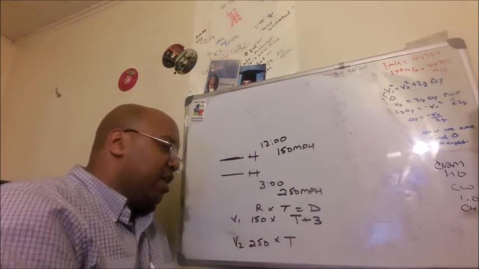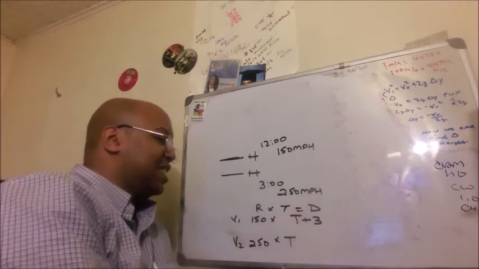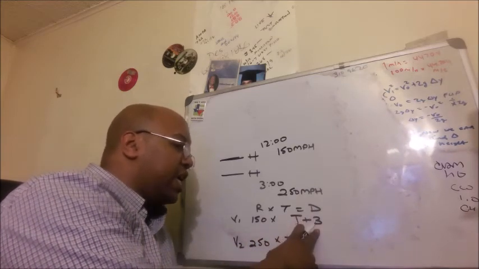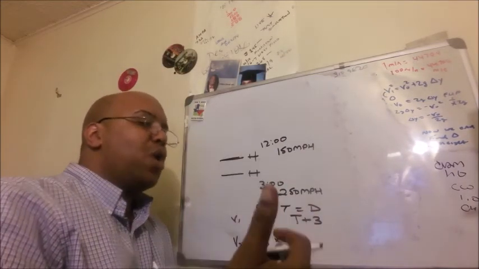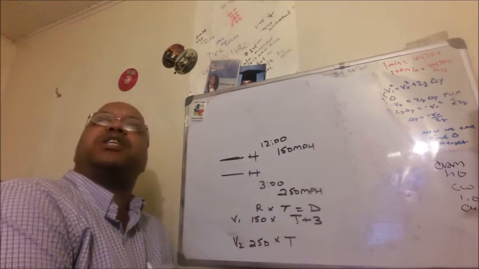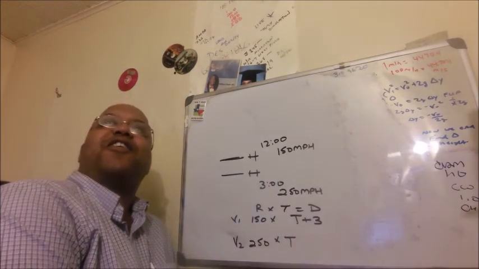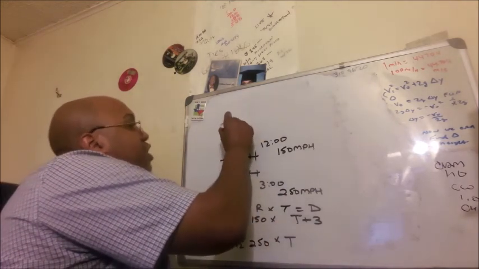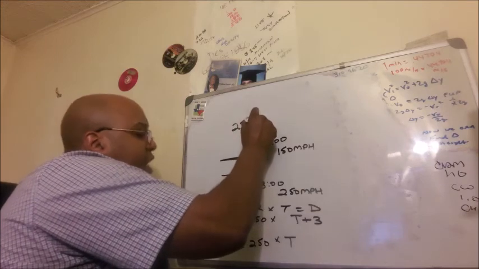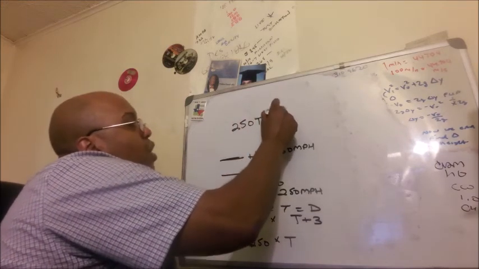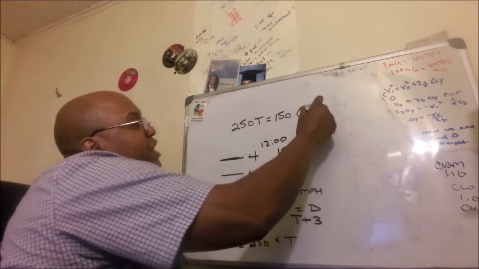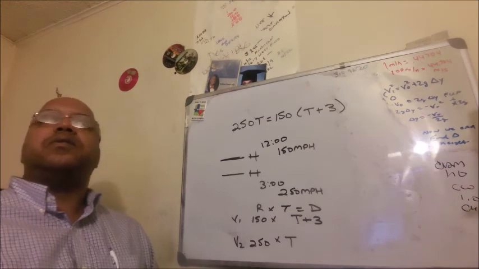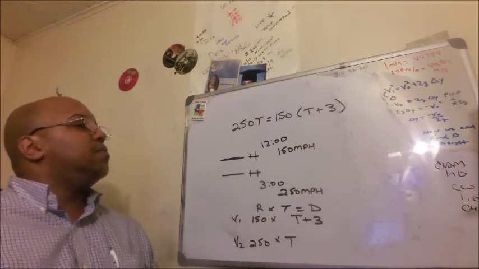Now, is it safe to say that no matter how long all this stuff is going to take, by the time airplane 2 catches airplane 1, at that point when they become neck and neck, they have traveled the same distance? Yes. Okay, they're equal. So what we have is an equation: 250T is equal to 150 times the sum of T plus 3. Are we good there, Chase? That's a lot easier way of doing this.